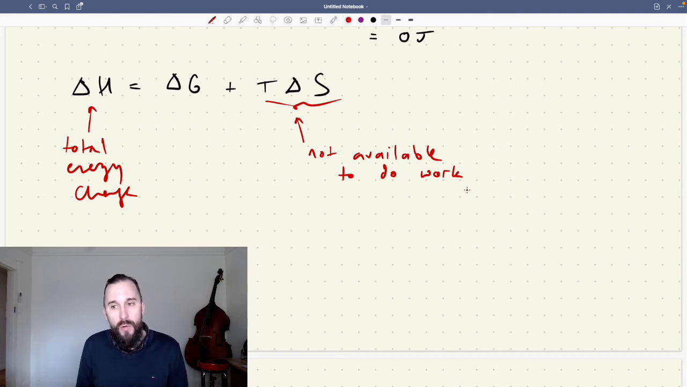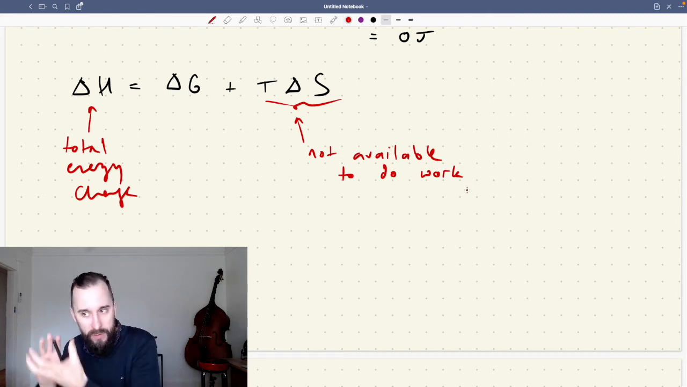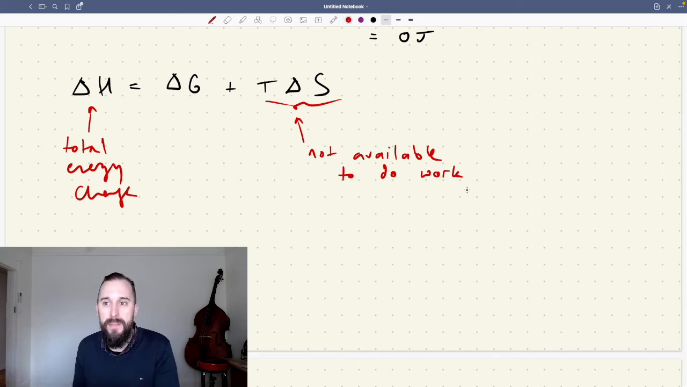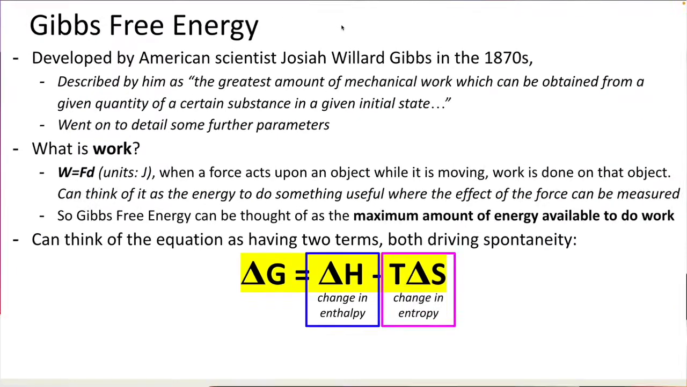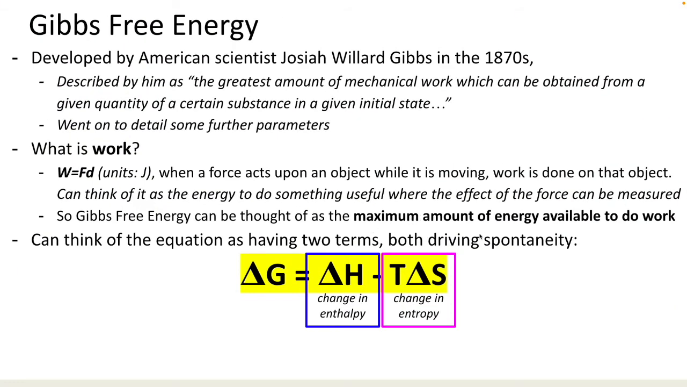Now, the energy that's not wrapped up in entropy, that's not wrapped up in disorder, is energy that's free, energy that's available. It's free energy. And if we have a sufficient amount of free energy, then, to go back to our definition, we can do work, we can do something useful.